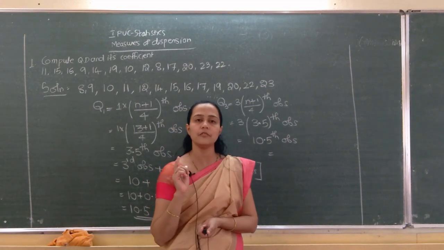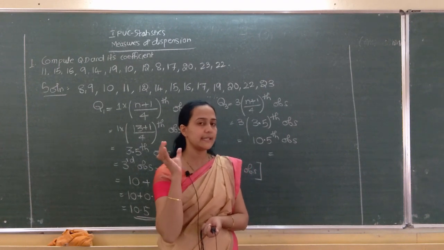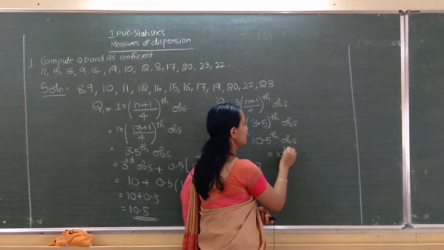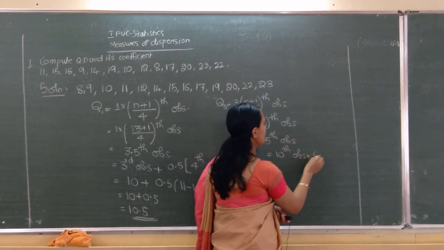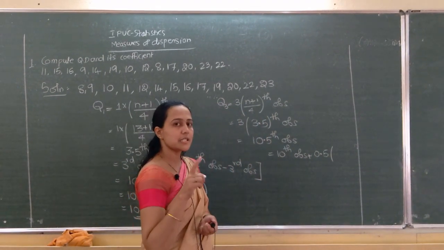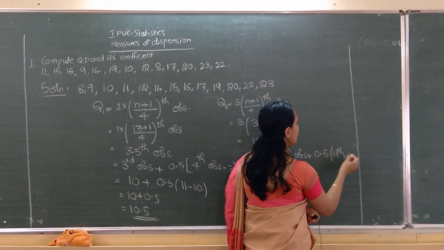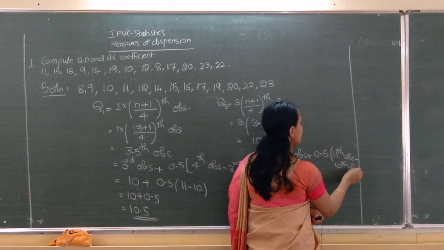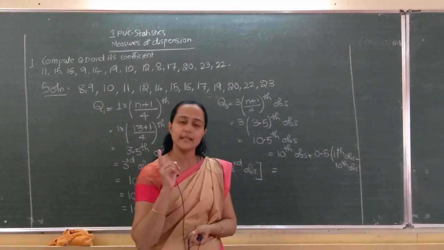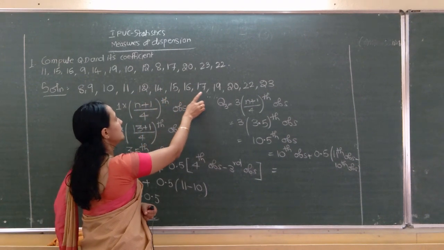Similarly, how to do 10.5th observation? The 10th observation plus 0.5 into (11th observation minus 10th observation), since 10.5 is the value in between 10 and 11. So, it is the 10th observation in the arranged series. Which one? 1, 2, 3, 4, 5, 6, 7, 8, 9, 10.